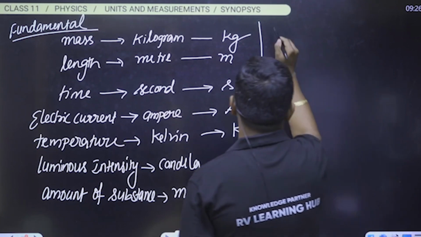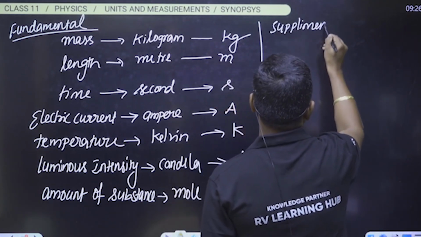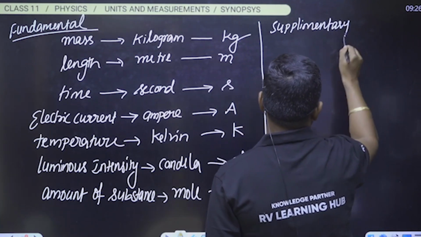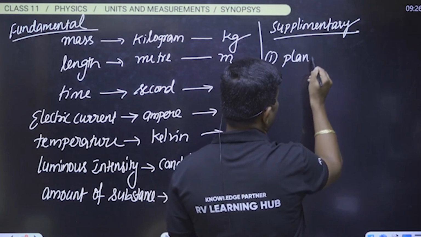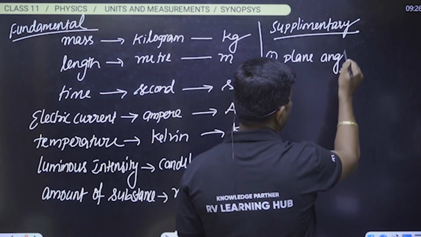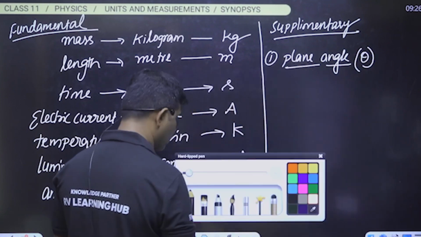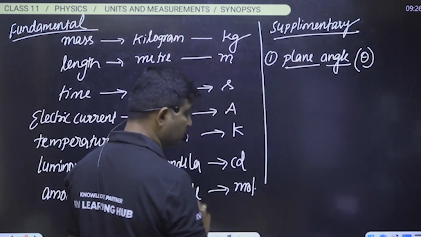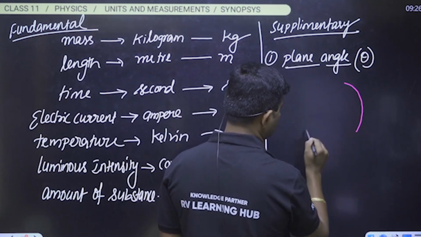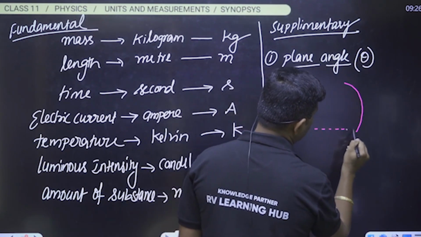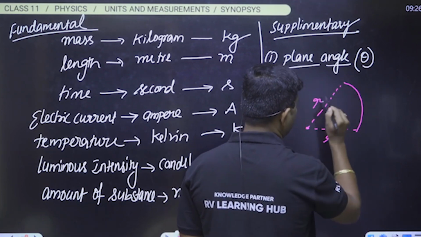Now whenever we go with the supplementary quantities, there are two supplementary quantities. The first one is plane angle, denoted by the symbol theta. So how can we define or measure this plane angle? Observe this. Whenever we consider an arc, the arc will have a center. Is it right or not? And the center will have a radius.